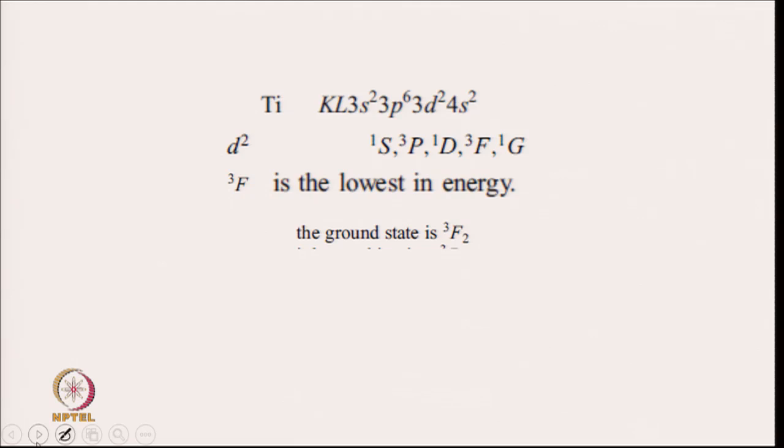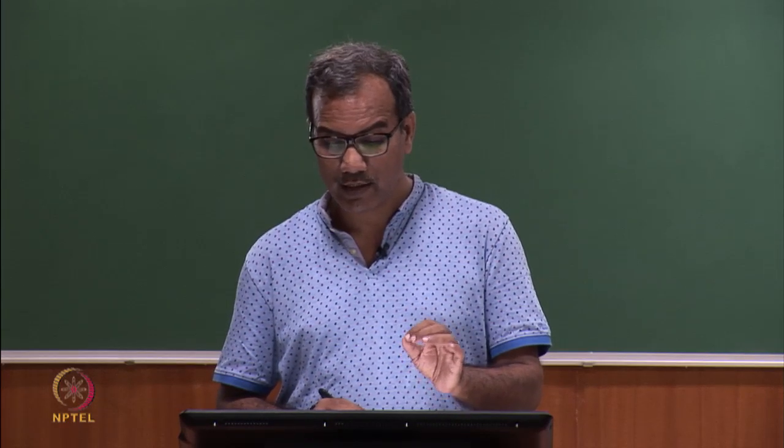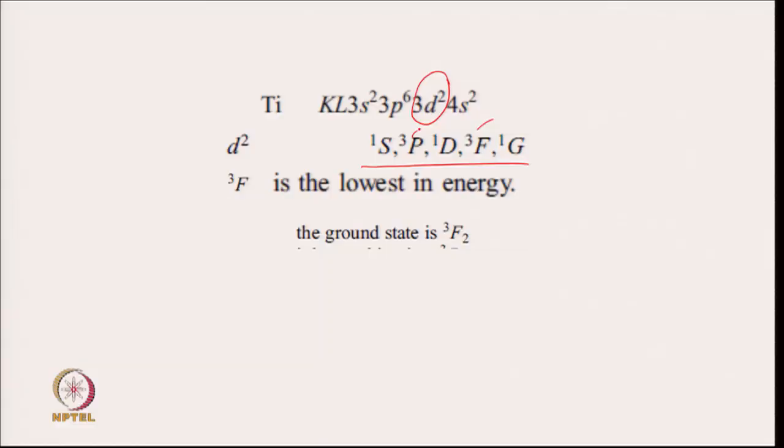Let us take the case of titanium. It has 3d2 4s2. d2 corresponds to the terms 1S, 3P, 1D, 3F, 1G, and 3F is lowest in energy. You see these two, 3P and 3F, both have the same multiplicity and they have the highest multiplicity, so they are going to be lowest in energy. Between the two, F has the highest value of L, and so it is going to be the ground state.